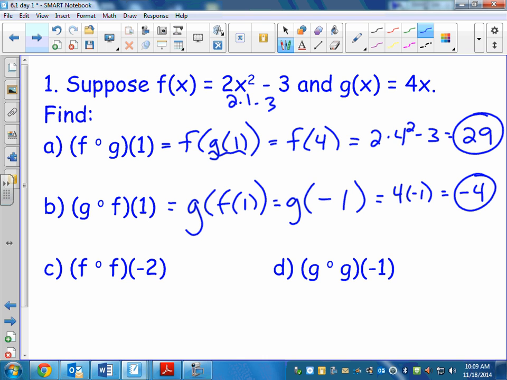Sometimes they throw in f of f or g of g. It's the same idea. You're just putting it back into the same function. But it doesn't matter which one you started with because it's the same letter, right?